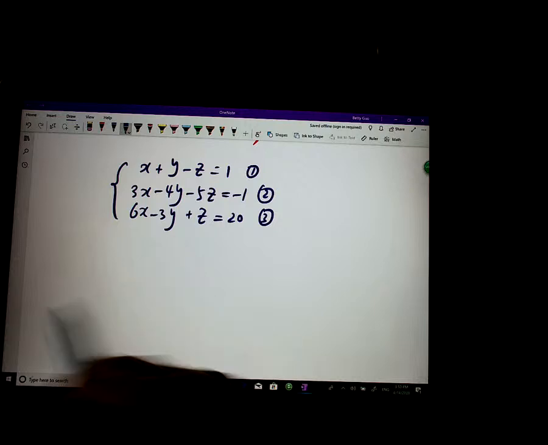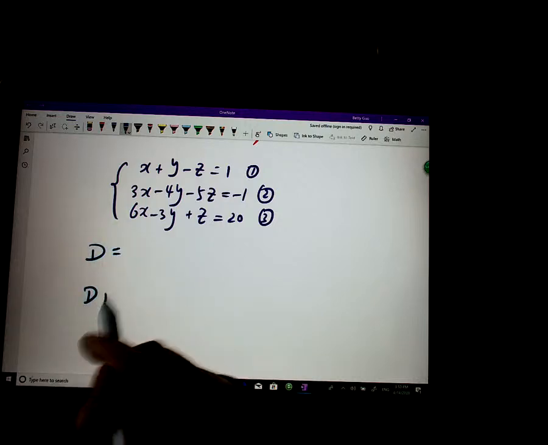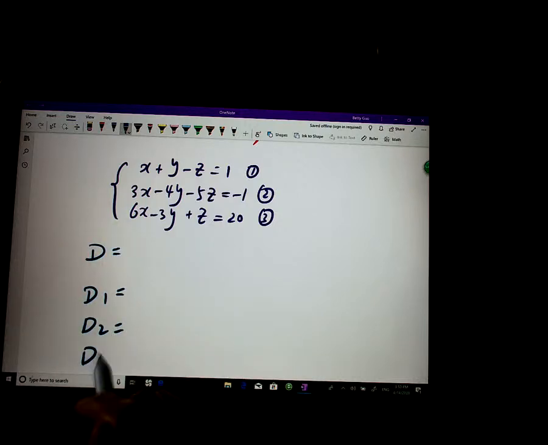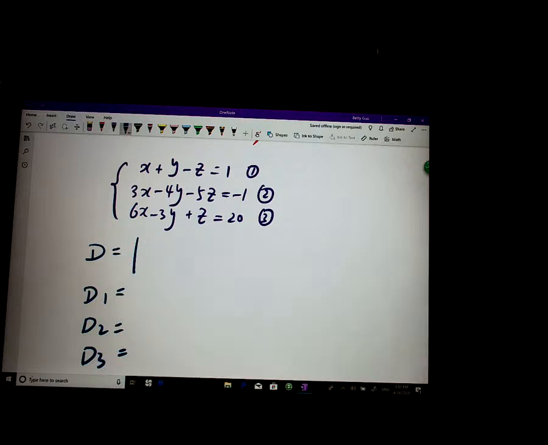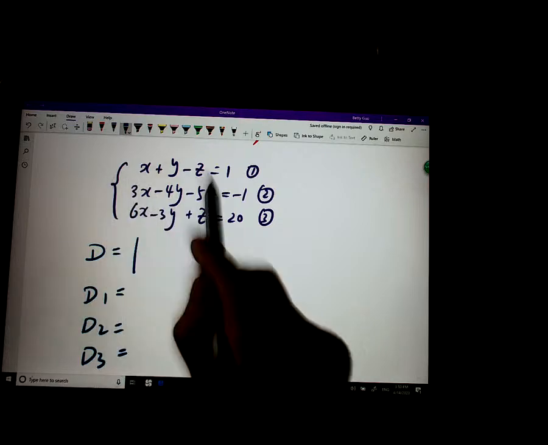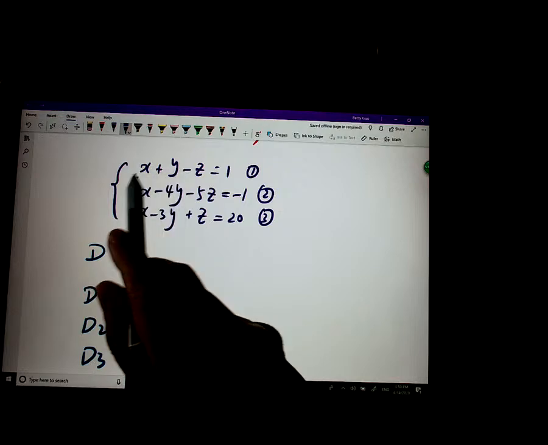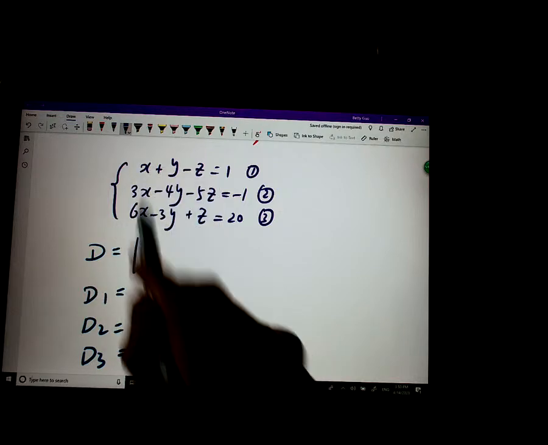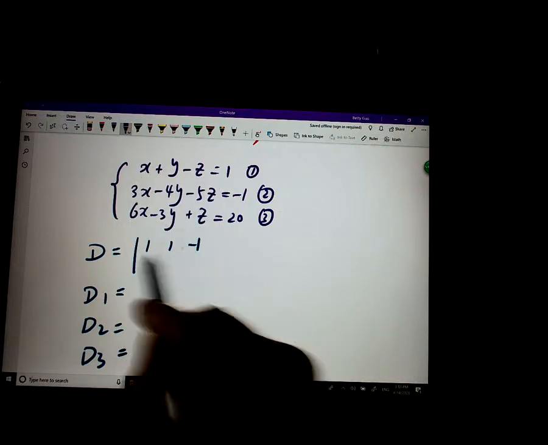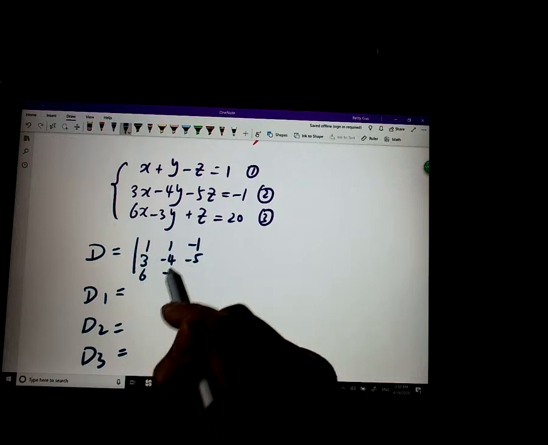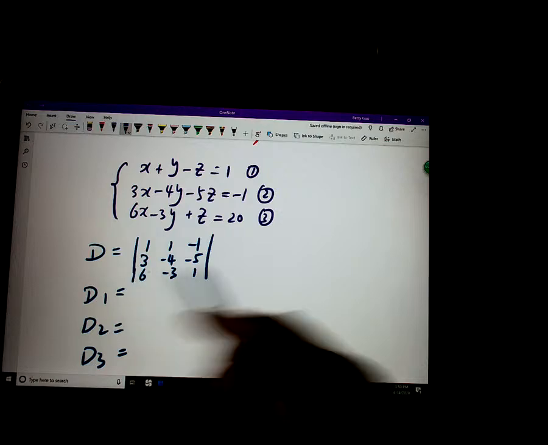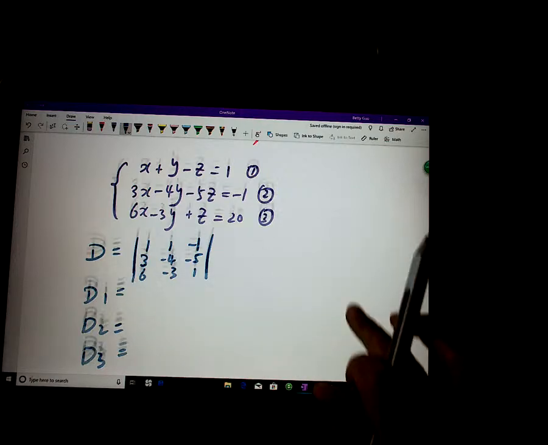So by Cramer's rule, we need to find D, D1, D2, and D3, right? So what is D? D is going to be a 3 by 3 determinant. We keep the coefficients of the variables x, y, z. We have 1, 1, -1, 3, -4, -5, 6, -3, 1. And you evaluate this determinant.